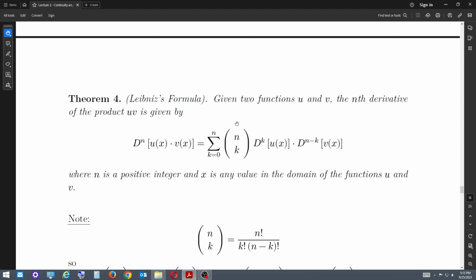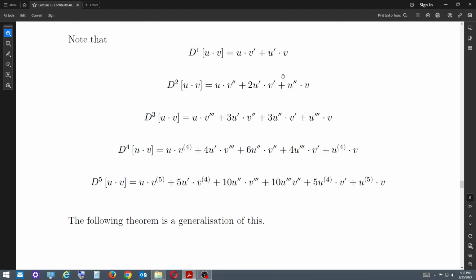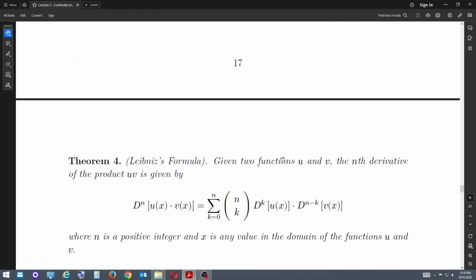We have this term here which is n choose k. I hope you all remember what this means. And then we have a product of derivatives: the kth derivative of u times the n minus k derivative of v. It might look a little confusing, and at first glance you might not be able to interpret it very well, but if you take a minute, look at it, and compare it to what we have up here, you'll see it follows.